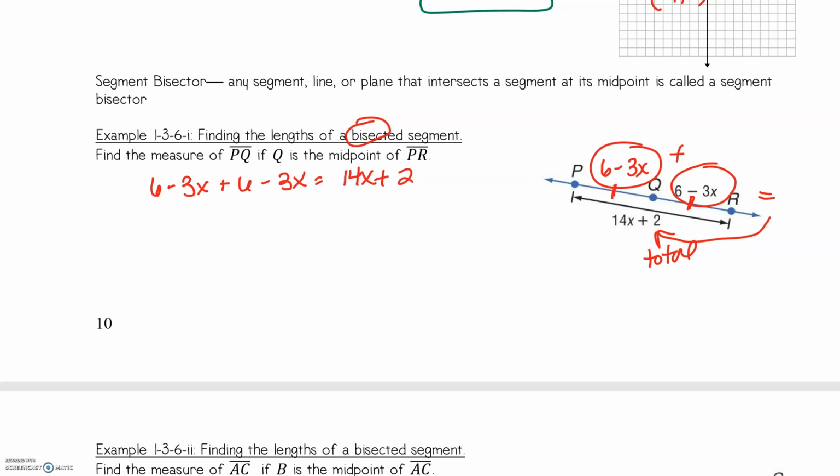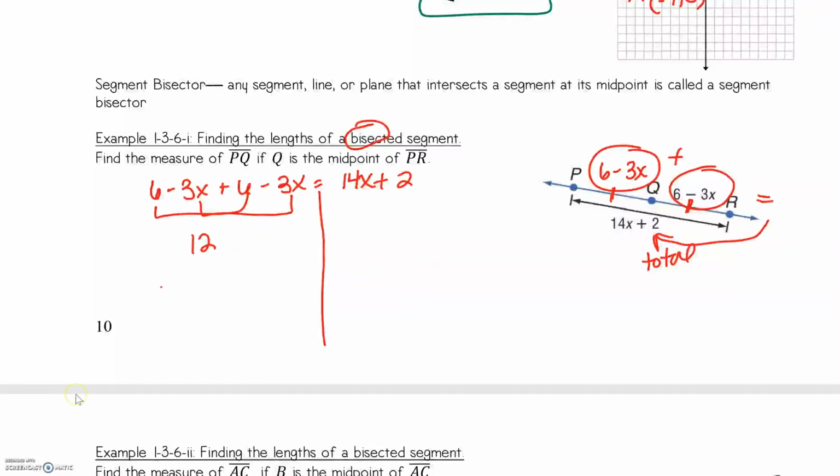Some of you are also thinking, well, if this is half, then couldn't I just cut the total in half and set that half equal to half of the total? Yeah, you could do it that way if that makes sense to you. Multiple ways to solve. So 6 and 6 makes 12. These are on the same side of my equal sign. Negative 3x and negative 3x is negative 6x. And then we're going to bring down the 14x plus 2.